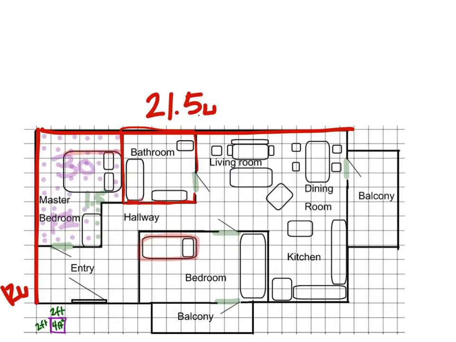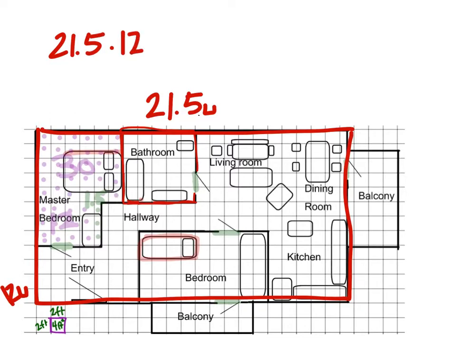So the area of the whole house up in here is 21.5 times 12, and that would give us the area in units, 258. And that would be in units squared. All right, now let's find the area of the balconies. We got the small one, which was 7 by 2 already. We already found it. That was 14 units squared.